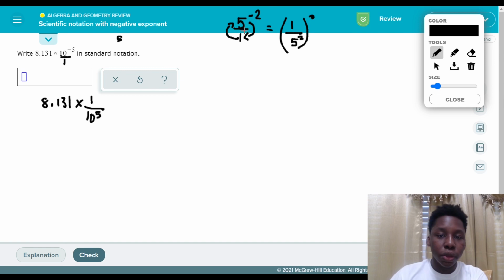Since I put that divided by 1, I now have to remove the minus in this case. To remove the minus, I have to put whatever is at the bottom at the top and whatever is at the top at the bottom, which is what I did here. I removed 1 from the bottom and put it at the top, and 10 to the power 5 now. So now the negative is gone, so this will be 10 to the power 5, and I put that one at the bottom. So basically this is saying 8.131 divided by 10 to the power 5.